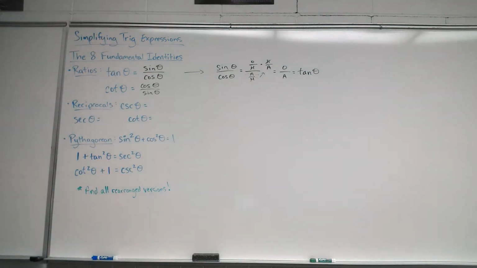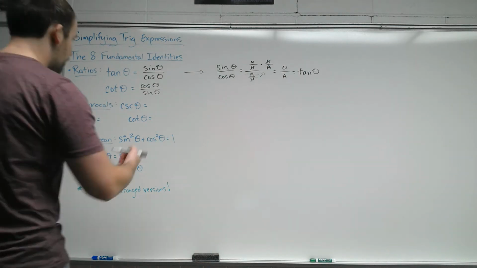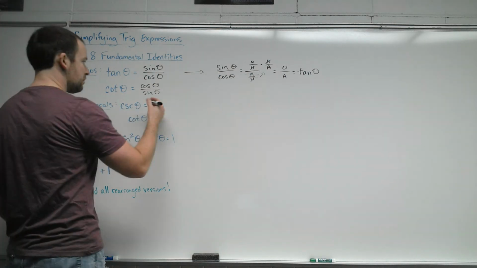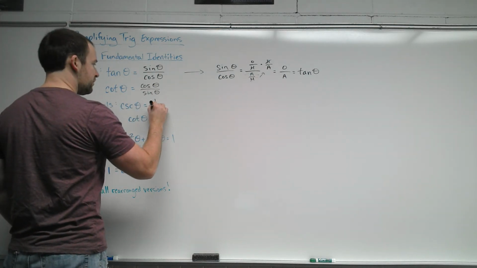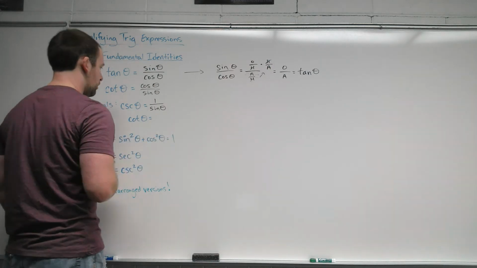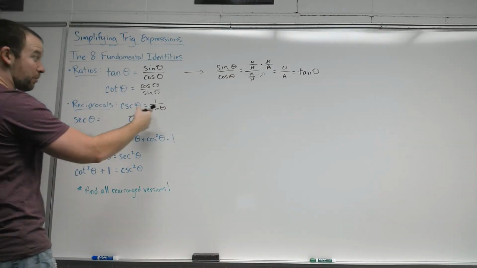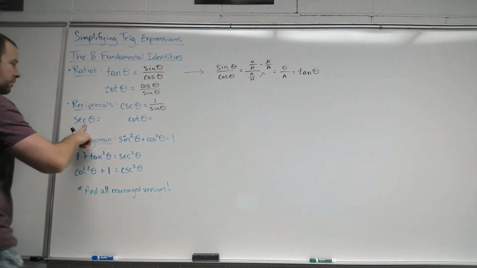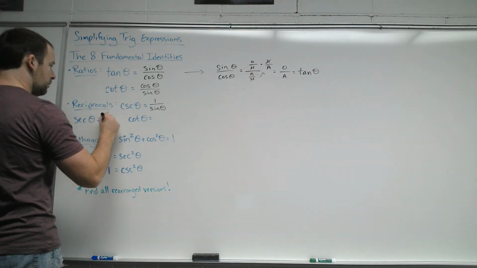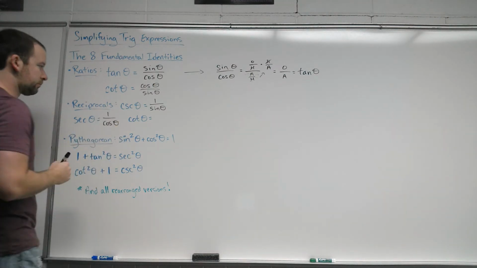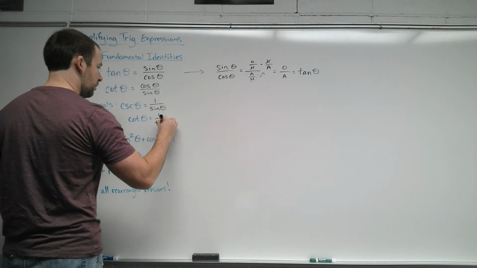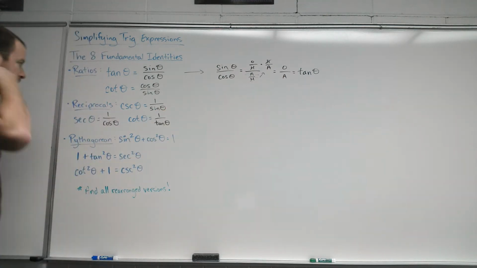Okay, so those are the two ratio ones. The three reciprocal ones, we already know by definition from chapter 13. Cosecant is the reciprocal of sine. So anywhere I ever see cosecant, I can replace it with 1 over sine if I want to. Secant is the reciprocal of cosine. And cotangent is the reciprocal of tangent.